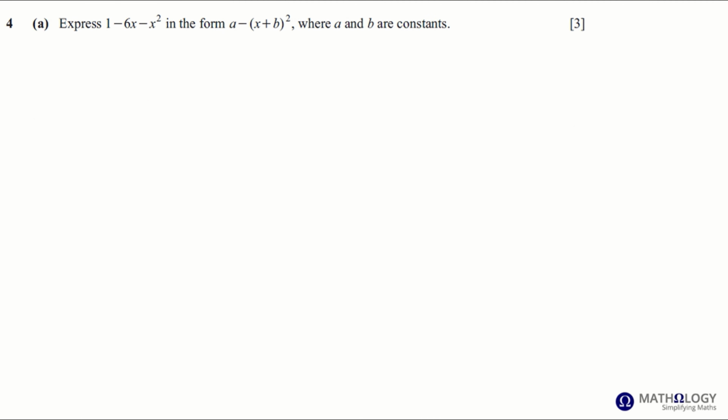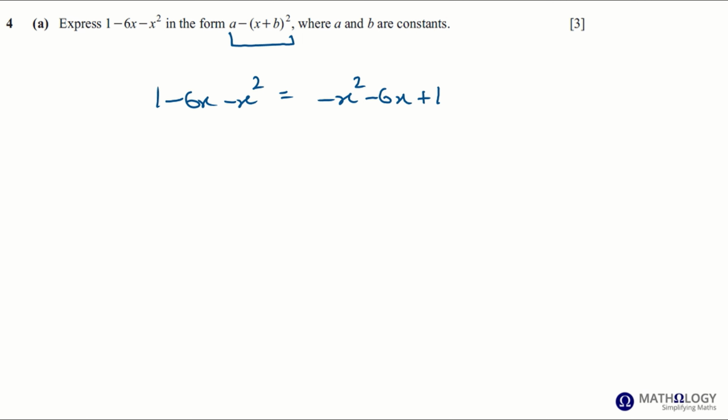Question 4. Express 1 minus 6x minus x squared in the form a minus (x + b) all squared, where a and b are constants. The first thing we're going to do is just rearrange this as minus x squared minus 6x plus 1. We're going to be completing the square to get the quadratic in that particular form. We'll then rearrange, do whatever we need to do to put it into this particular form.